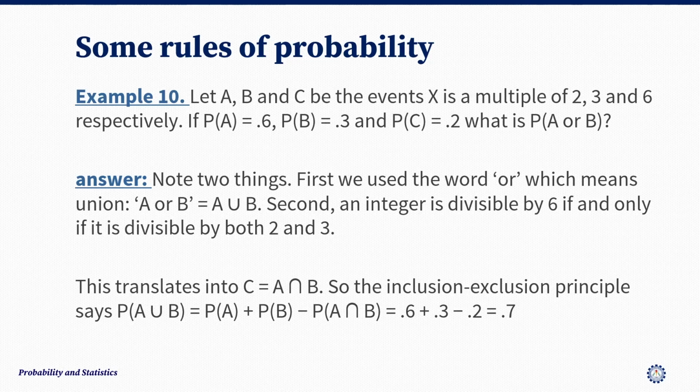Another example: let A, B, and C be the events that x is a multiple of 2, 3, and 6 respectively. If the probability of A is equal to 0.6, the probability of B is 0.3, and the probability of C is 0.2, what is the probability of A or B? And the answer for this, note these two things. First, we use the word or, which means union, so A or B is equal to A union B. Second, an integer is divisible by 6 if and only if it is divisible by both 2 and 3. So this translates into C being equal to A intersection B. So the inclusion-exclusion principle says the probability of A union B is equal to the probability of A plus the probability of B minus the probability of A intersection B, which is 0.6 plus 0.3, so that's 0.9, minus 0.2, so that will be equal to 0.7. Okay, so the probability of A or B is 0.7.